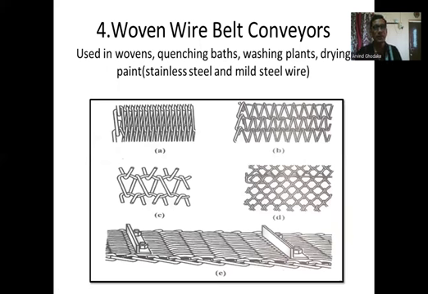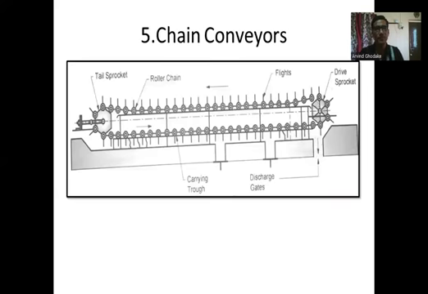Next one is a woven wire belt conveyor. It is used in ovens, quenching baths, washing plants, drying paints, etc. Stainless steel and mild steel wires are used in that conveyor. In the diagram also you can see the woven wire belt conveyor. Next one is a chain conveyor. It consists of a chain, that is a tail sprocket, roller chain, and then flight, driver sprocket, then carrying trough and discharge gates. So this is the chain conveyor, which has high efficiency and can be used as a conveyor.